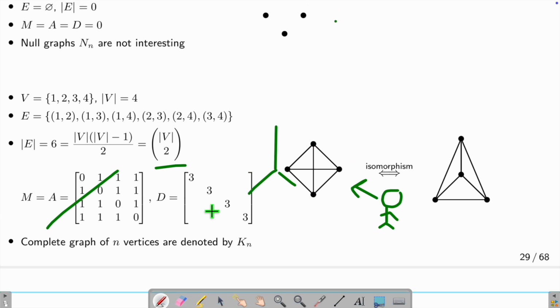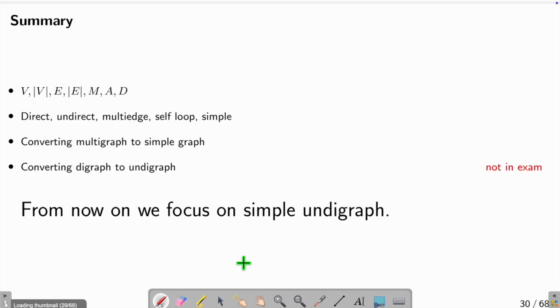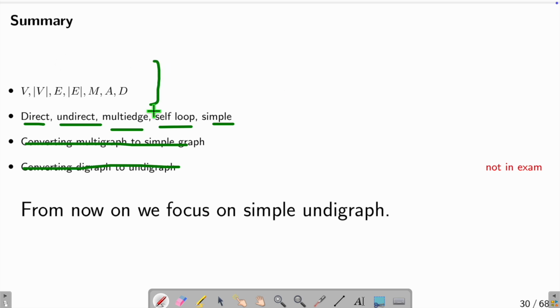And for complete graph, we use letter K. And then summary. So V, E, M, A, D. Directed graph, undirected graph: arrow, no arrow. Do you allow multiple edges? We don't allow. Do you allow loops? We don't allow. Simple means no loop, no multi-edge. Okay? This one is insane, no worry. This one is also insane, no worry. So that's why I said no in exam. So basically you need to know how to write the graph as I said. And now we will focus on simple undigraph.